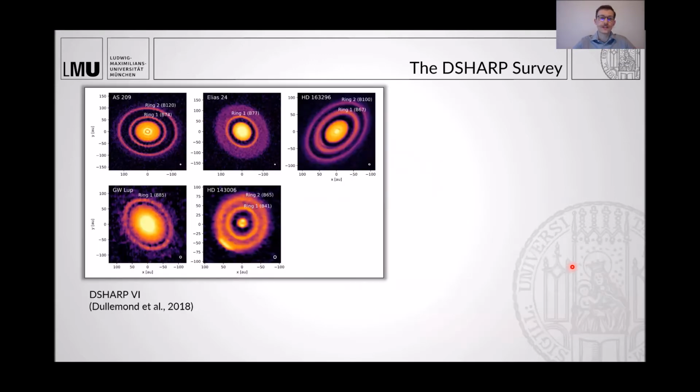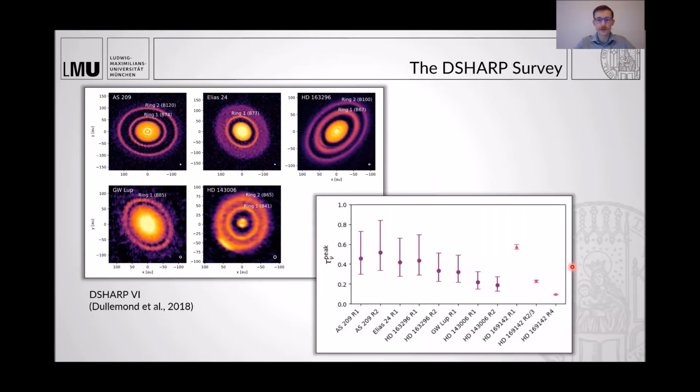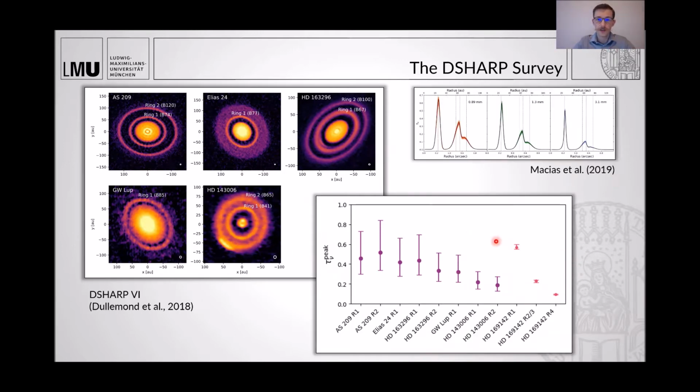The second major result is, if you look at all these rings and extract the optical depth, they seem to be roughly all around the same number. Not only from the DSHARP sample, which are the purple disks, but also other publications like Macias et al. looked at the optical depth of these rings, and they are all in the same range. It's definitely below 1, somewhere between 0.2 and 0.5. This is super weird, because why should this be? All of these disks are at different ages, they have different sizes, they are light years apart, so they don't communicate with each other, but still they have a common feature: the optical thickness is roughly the same everywhere.